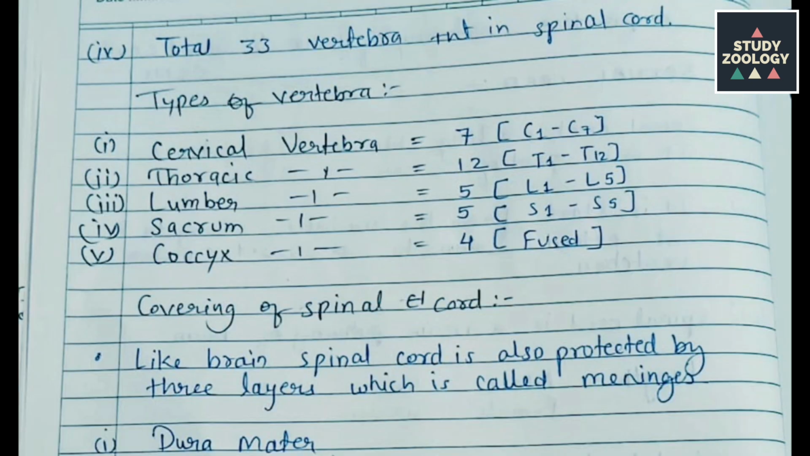A total of 33 vertebrae are present in the vertebral column. Types of vertebra. First is the cervical vertebra. It is 7 in number and runs from C1 to C7. Second is the thoracic vertebra. It is 12 in number and runs from T1 to T12. Third is the lumbar vertebra. It is 5 in number and runs from L1 to L5. Fourth is the sacral vertebra. It is also 5 in number and runs from S1 to S5. Fifth is the coccyx vertebra. It is 4 in number and these are fused.